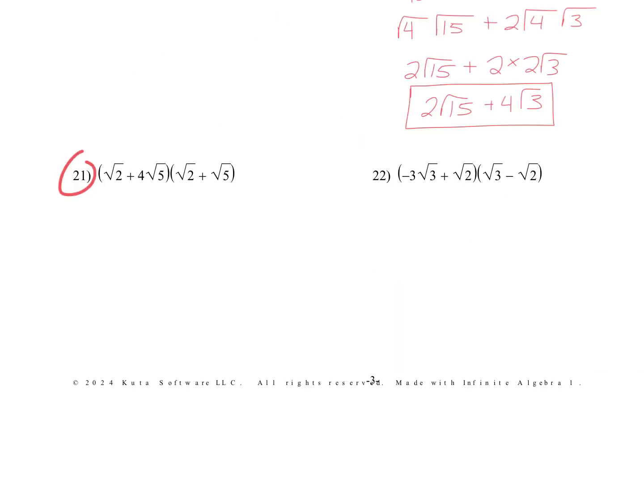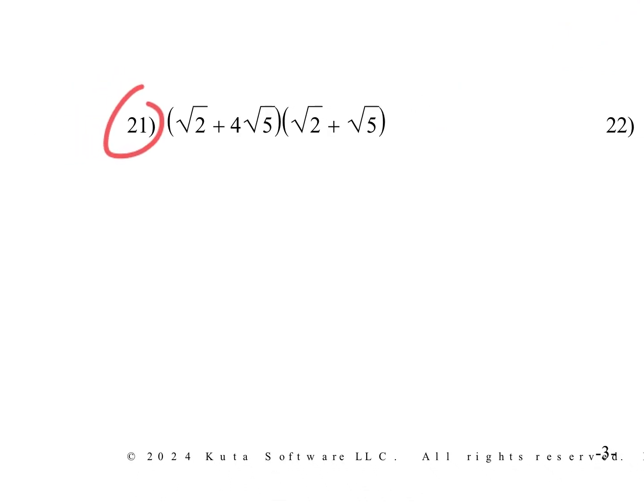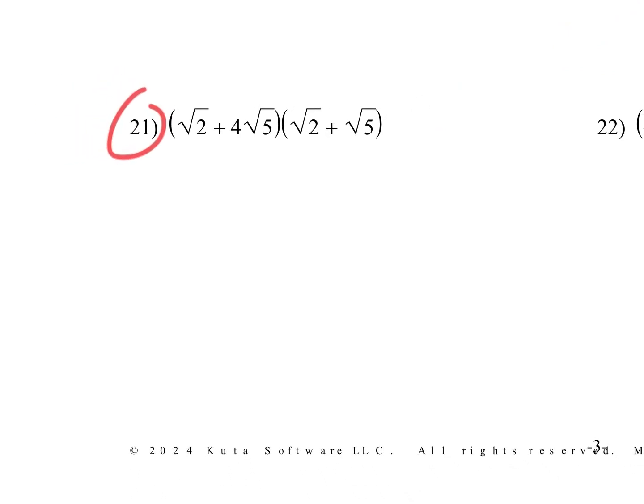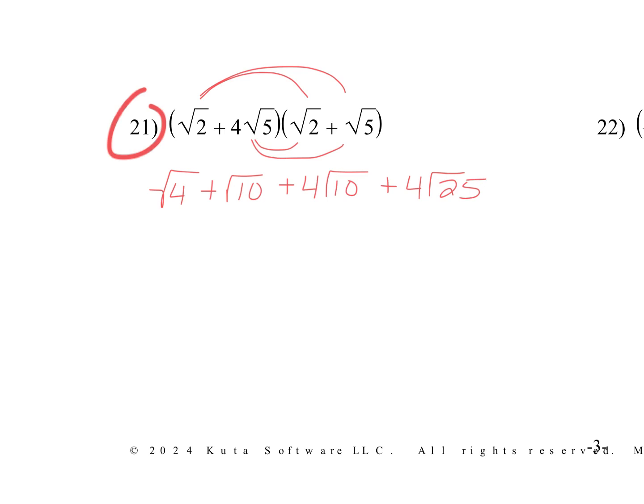Okay, 21, what operation are we doing? Foiling, right? So we have square root of 2 times square root of 2, square root of 4. Square root of 2 times square root of 5. Yep. Now we move to the inside. 4 square root of 5 times square root of 2. And then we have 4 square root of 5 times square root of 5. Yep. On these, they don't have to cancel out. Sometimes they will, but you aren't looking for that this time. So now go through and simplify.